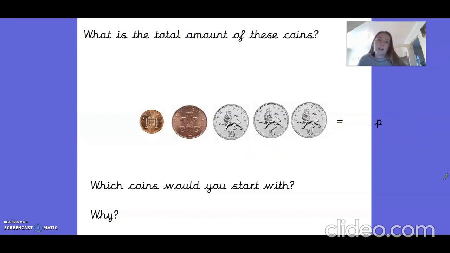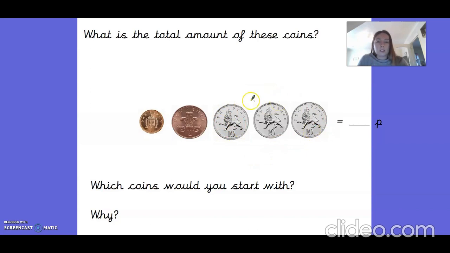Next question. What is the total amount of these coins? Which coins do you think you would start with first and why? Can you explain it to somebody? Which coin would you start with?